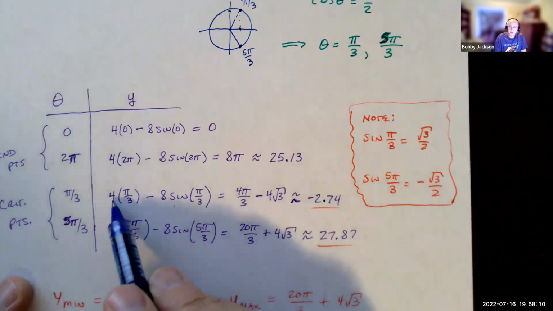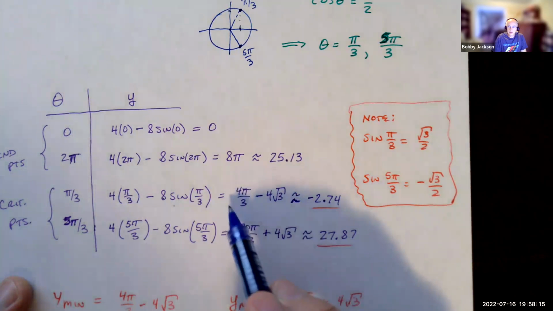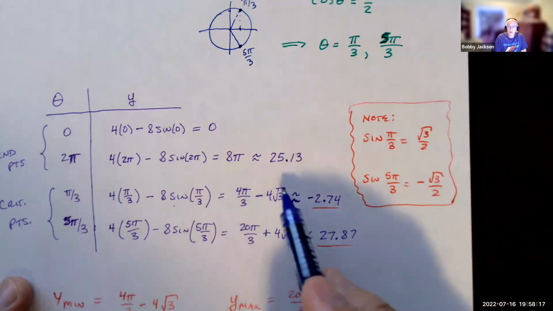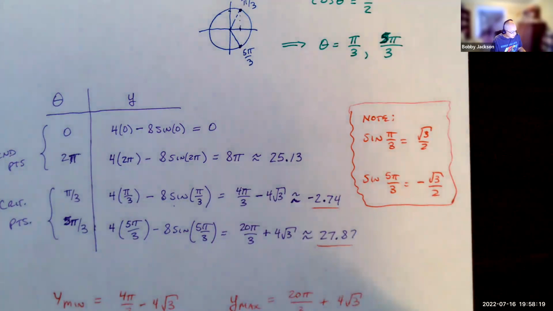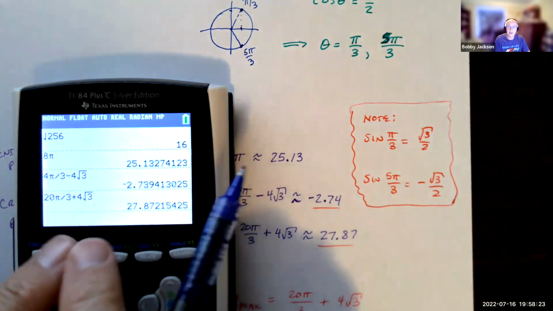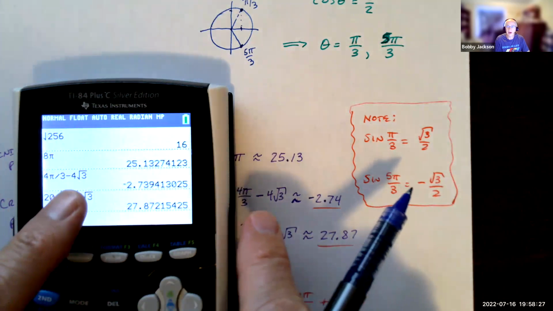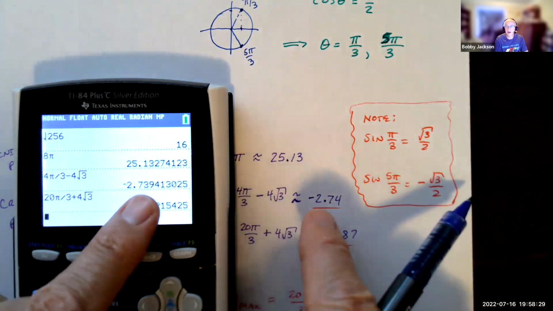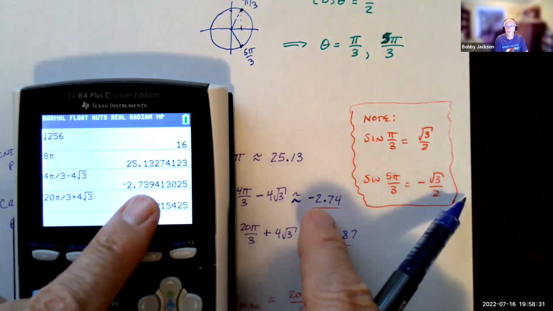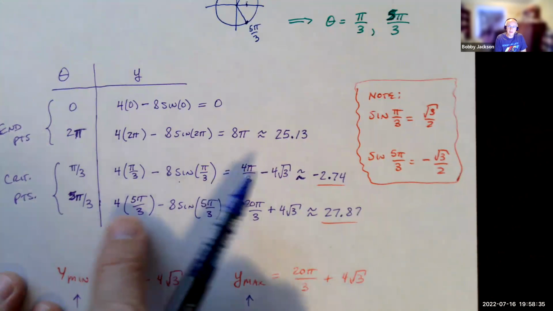Of course, here it's just 4 times pi over 3, which is 4 pi over 3. This is the exact value here. Can't really simplify this any, but we can use a calculator to approximate. And I did that. You can see I've done that in this TI-84 calculator here. There's the 4 pi over 3 minus 4 square root of 3, and that comes out to be about negative 2.74, right?